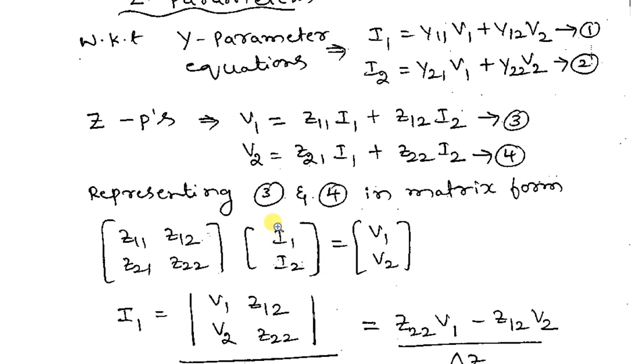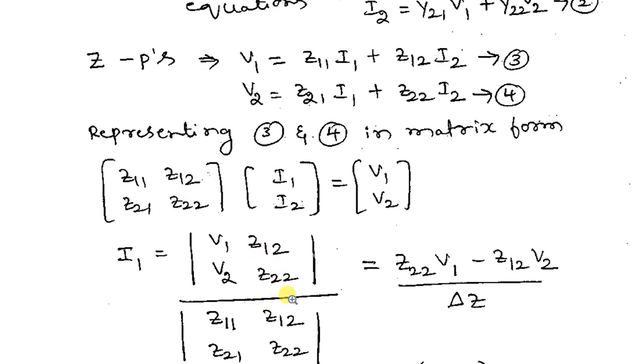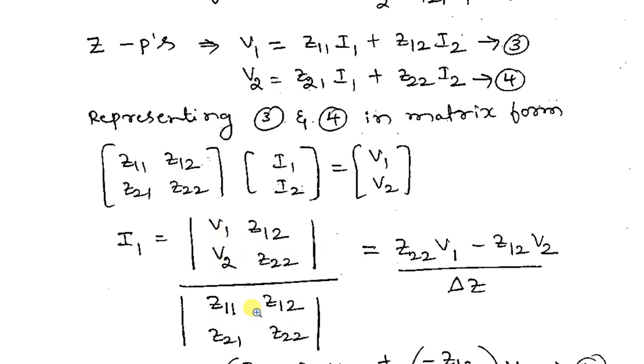Now to find the I1 value, you know Cramer's rule. In Cramer's rule, to find the first unknown variable, the first column should be replaced by the right side values V1 and V2. So instead of Z11, Z21, V1 and V2 are written, and Z12, Z22 are written as they are, divided by the original Z matrix. The original Z matrix is Z11, Z12, Z21 and Z22, and we need the determinant of this Z matrix.